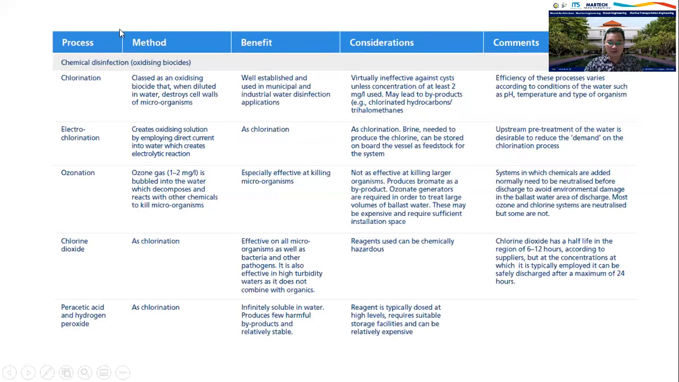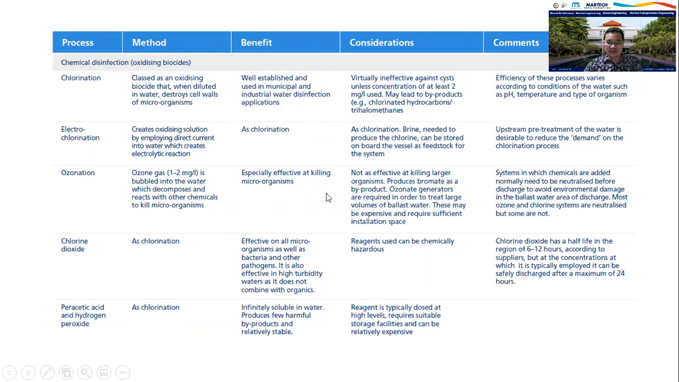And this one is for disinfection. There is chlorination, electrochlorination, ozonization, chlorine dioxide, peracetic acid, and hydrogen peroxide. If you see, this one is a chemical method. Normally it is well established and used in municipal and industrial water disinfection applications, and chlorination as well.